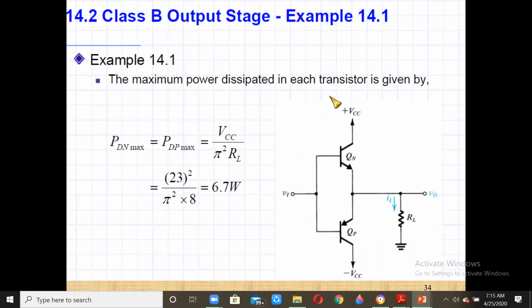The maximum power dissipated in each transistor is given by PDN max equal to PDP max is equal to VCC squared by pi squared RL. With VCC as 23 squared divided by pi squared, and RL as 8 ohms, we get 6.7 in each. Together in both the transistors it will be 6.7 into 2, that will be 13.4.